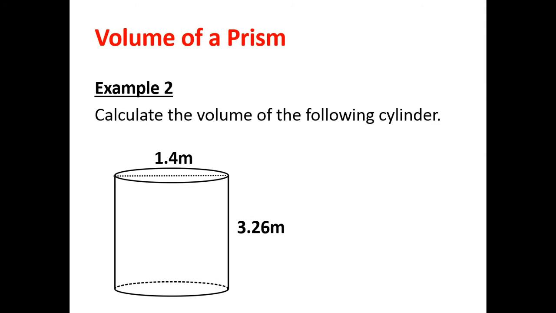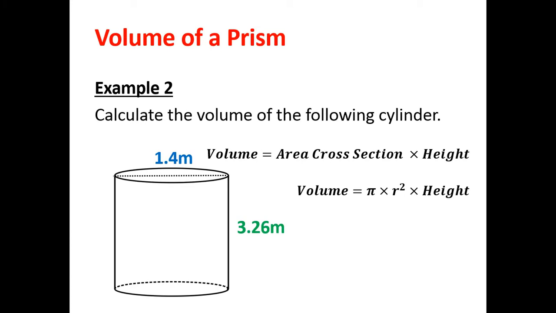Example number 2. Calculate the volume of the following cylinder. Notice we've got the diameter of 1.4 meters this time, and the height is 3.26 meters. So the volume is equal to the area of the cross-section times height. Well, the cross-section is a circle, so the volume is equal to pi times radius squared, multiplied by the height. Remember, the cross-section is a circle, which has the area pi r squared, and we're multiplying that by the height.